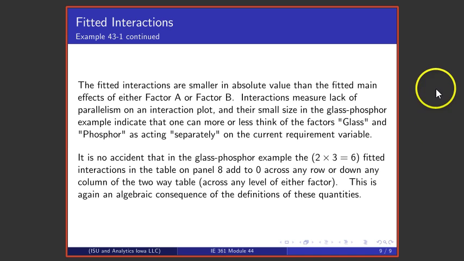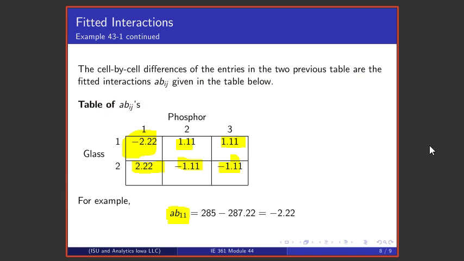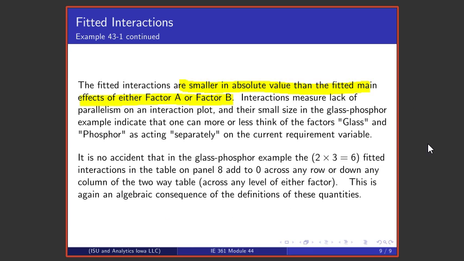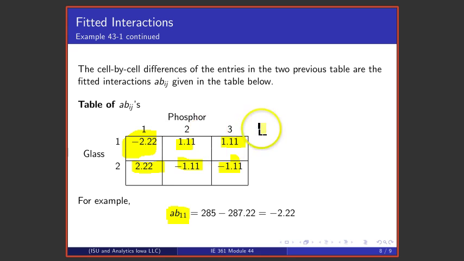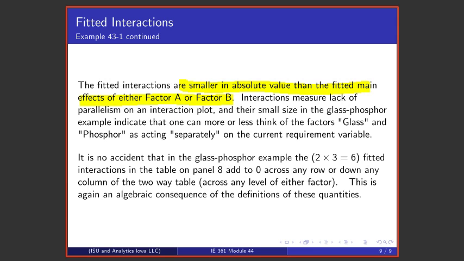These fitted interactions are smaller in absolute value than the fitted main effects for either factor A or factor B in this particular example. Basically that says that the lack of parallelism on that interaction plot is really fairly small. It's also the case that if you add up all of the AB ij's, they sum to 0. That is a consequence of how these things are defined.